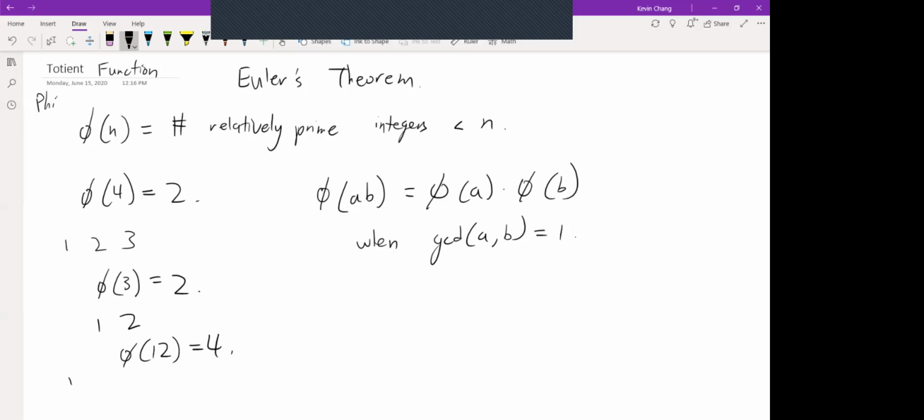And if we do check this, 1, 2, 3, 4, 5, 6, 7, 8, 9, 10, 11. So 1 is, 2 is not, 3 is not relatively prime, 4 is not either, 5 is relatively prime because they don't share any common factors, 6 is not, 7 is, 8 is not, 9 is not, 10 is not, and we have 11. So 1, 2, 3, 4, this is correct. So this is probably a very powerful thing when you want to compute large totient numbers, but there are other ways to compute this that I will show very quickly.